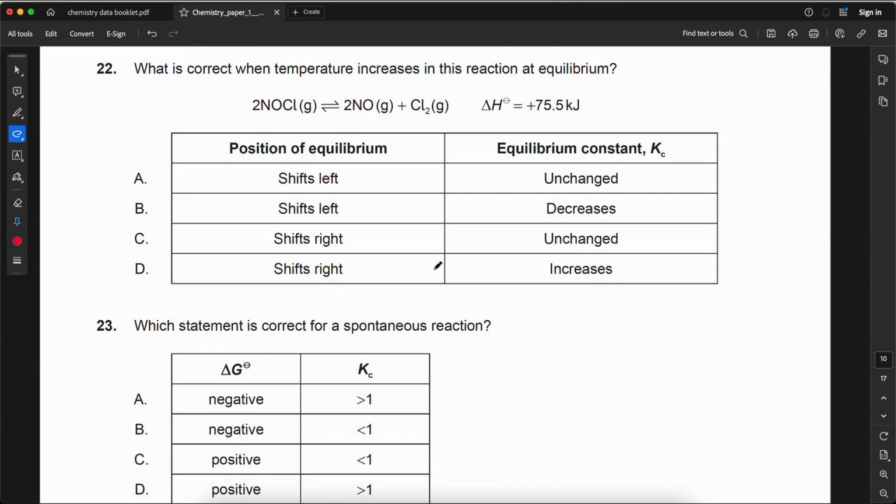What is correct when temperature increases in this reaction at equilibrium? Because the enthalpy is positive, the forward reaction will be endothermic, and the reverse reaction will be exothermic. So when the temperature increases, the heat will be absorbed, right? So it is an endothermic reaction. Therefore the reaction favors the product, so yield will increase and Kc will increase. So shift right, Kc increases.